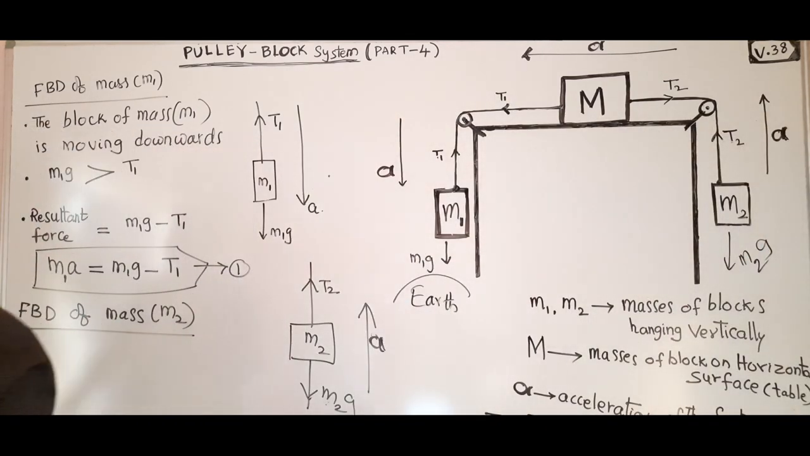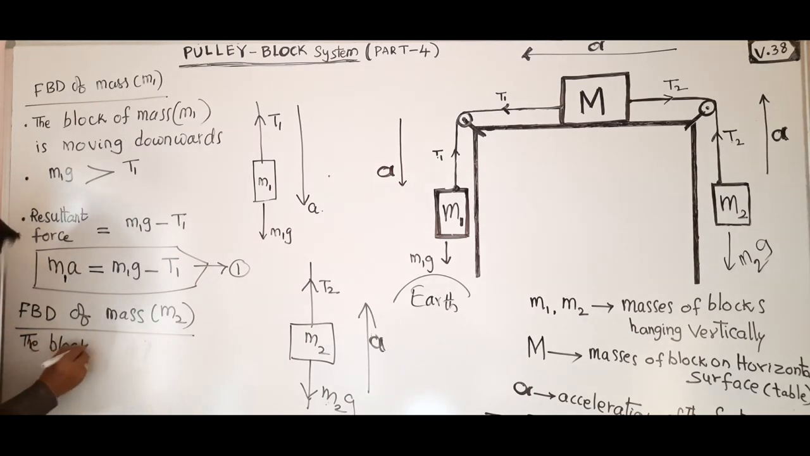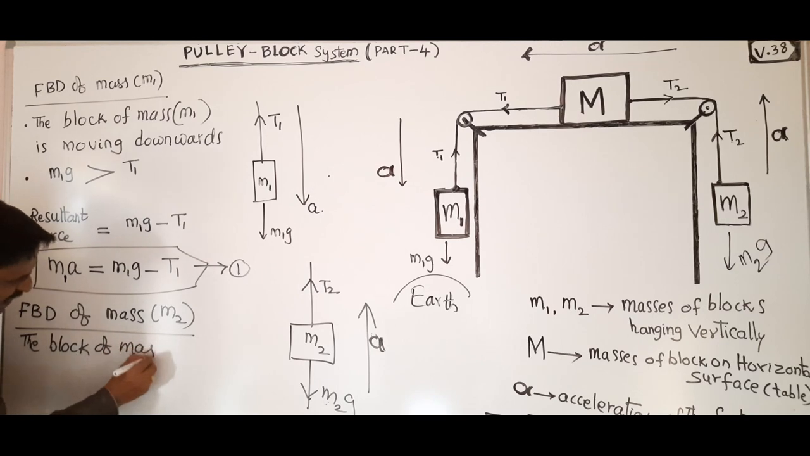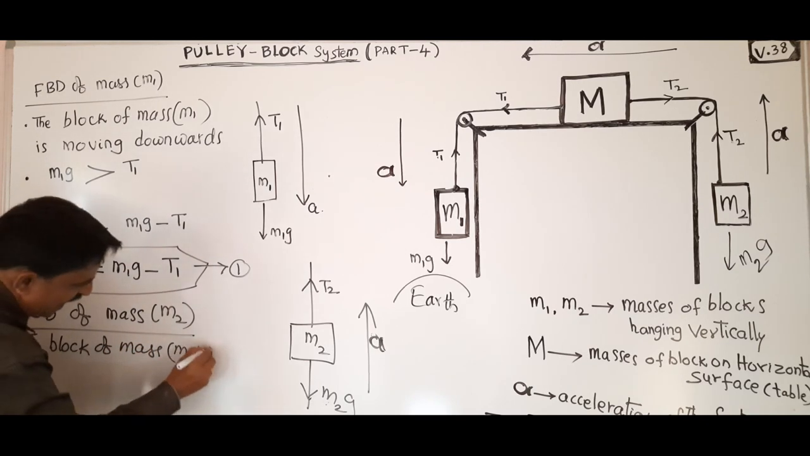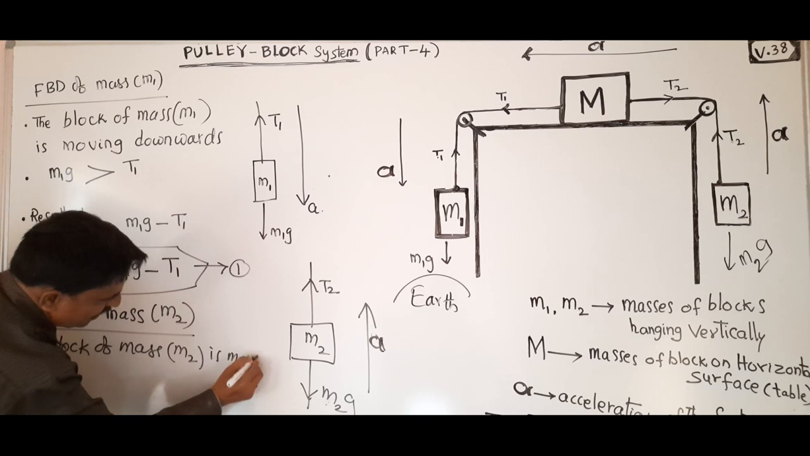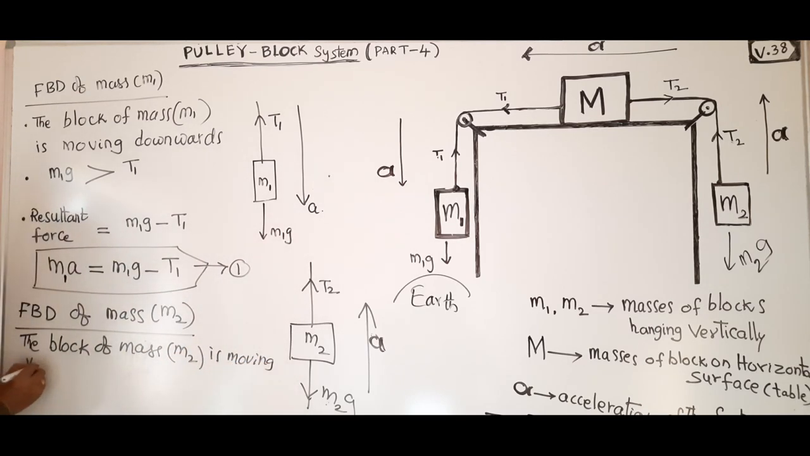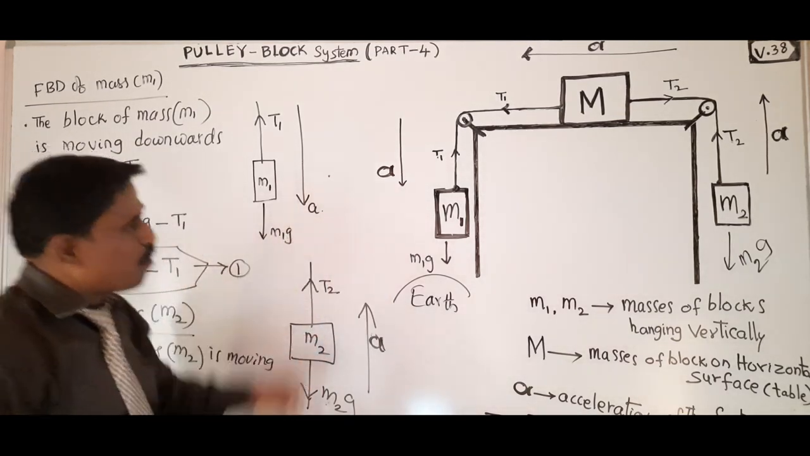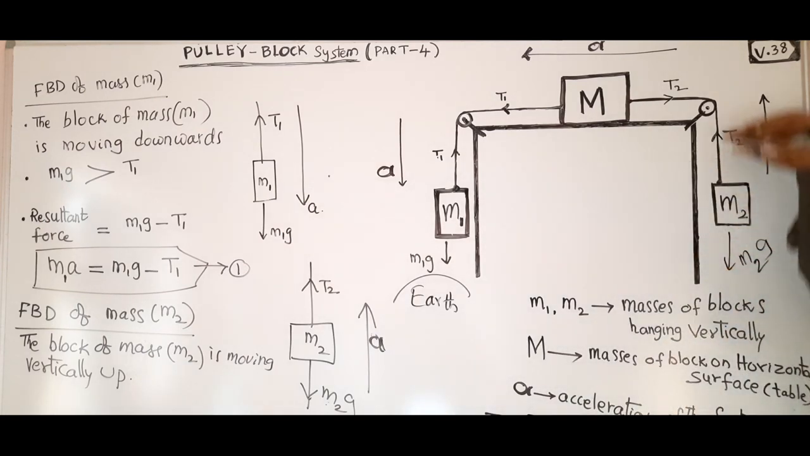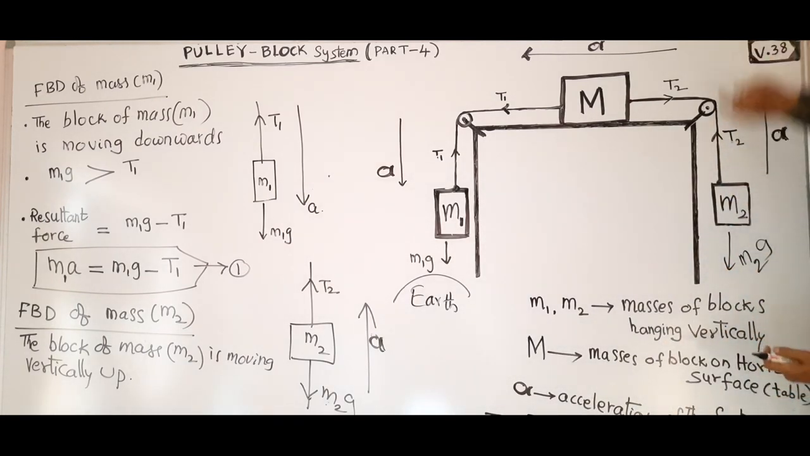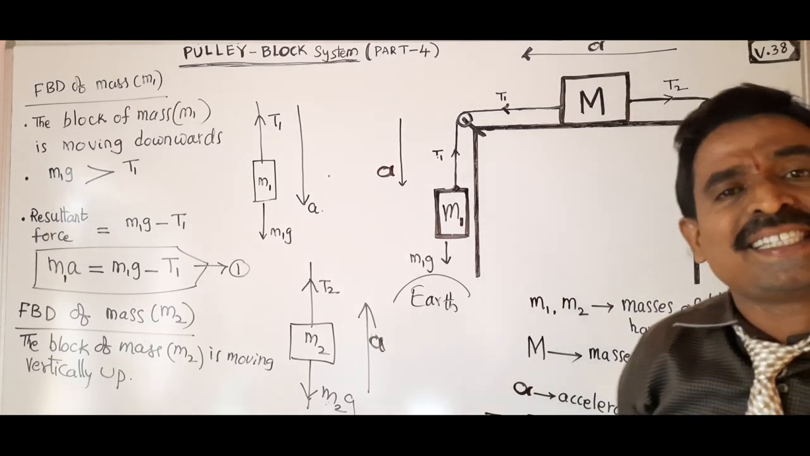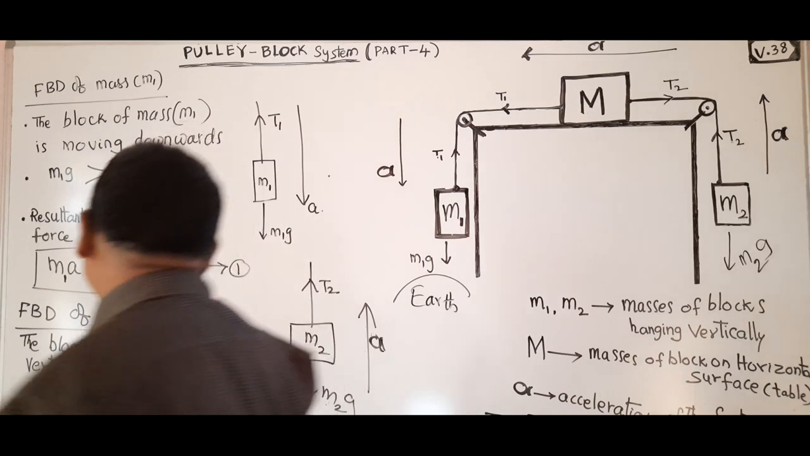The block of mass M2 is moving vertically up. Its meaning is what? Upward force is more. This body is moving up. Tension T2 is more than its weight. Resultant force means more value of force minus less value of force.